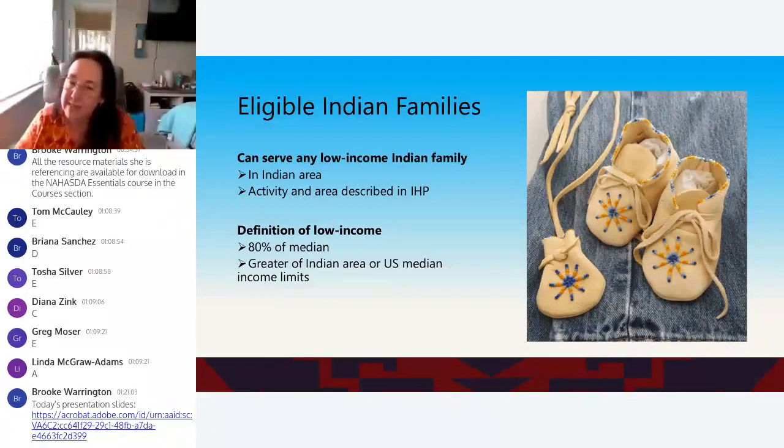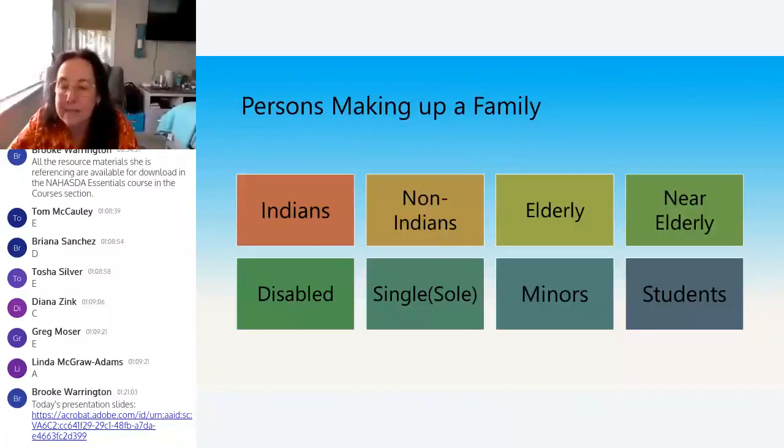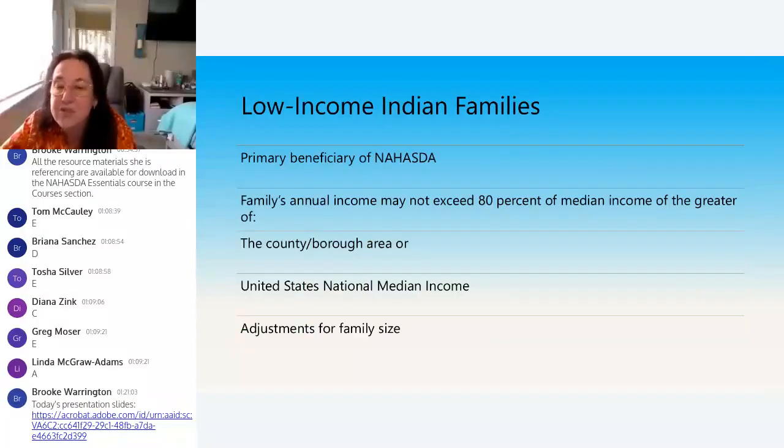Definition of low income is 80% of median income, the greater of the Indian area, or U.S. median income limit. Persons making up a family: Indians, non-Indians, elderly, near elderly, disabled, your single or sole members, minors, and students. Your low-income Indian families are the primary beneficiaries of NAHASDA. The family's annual income cannot exceed 80% of median income of the greater of your county or borough, or the United States national median income, whichever is higher, and then there are adjustments for family size.